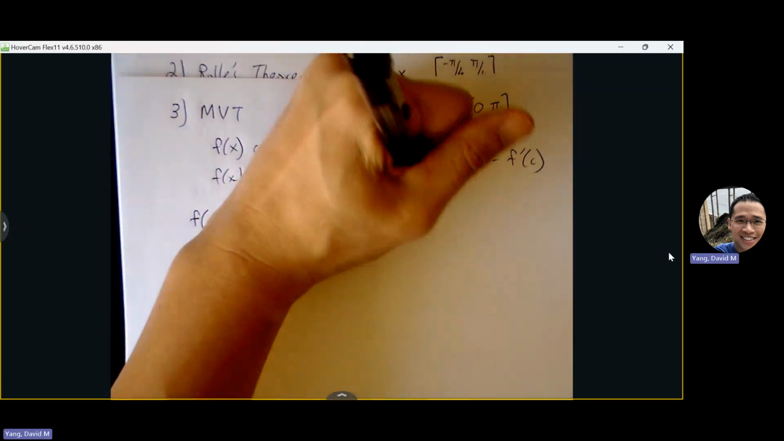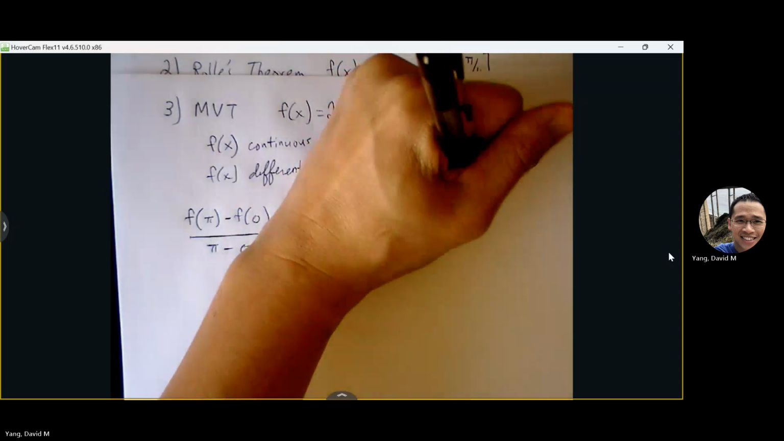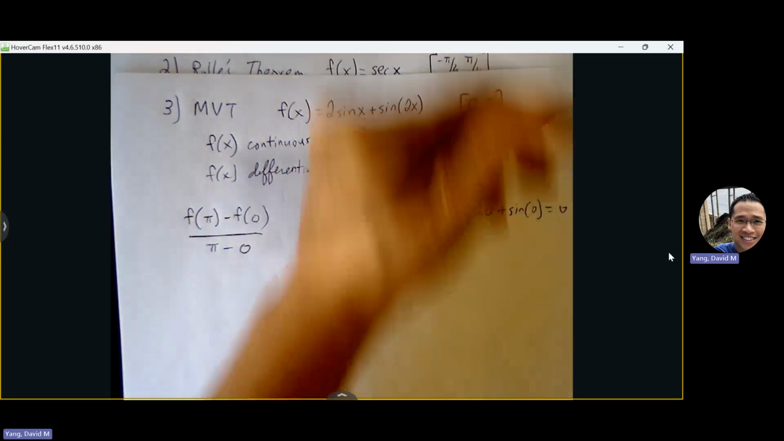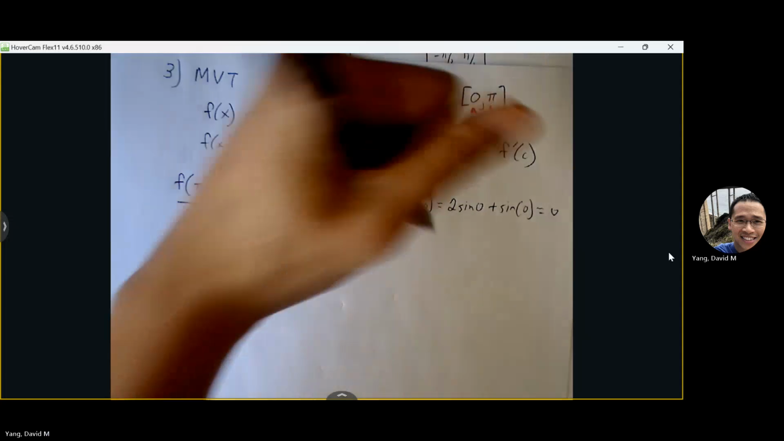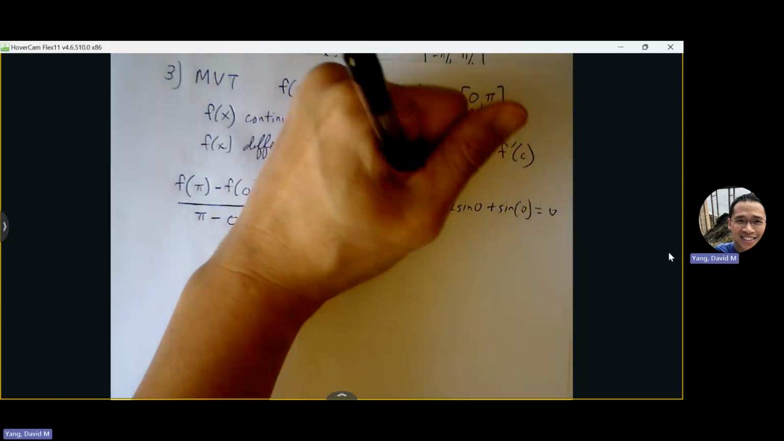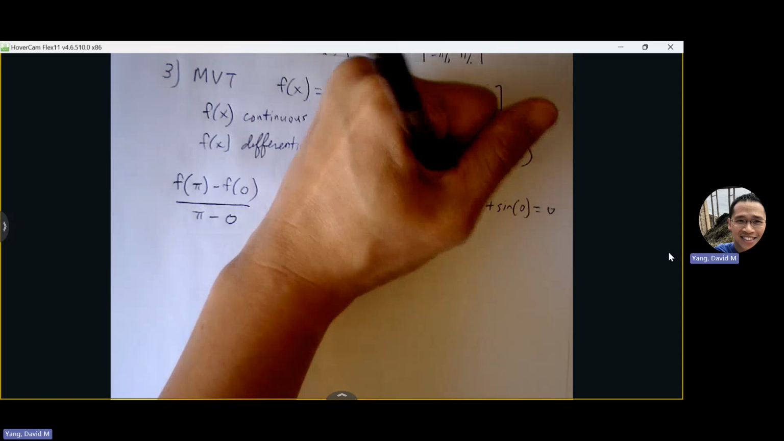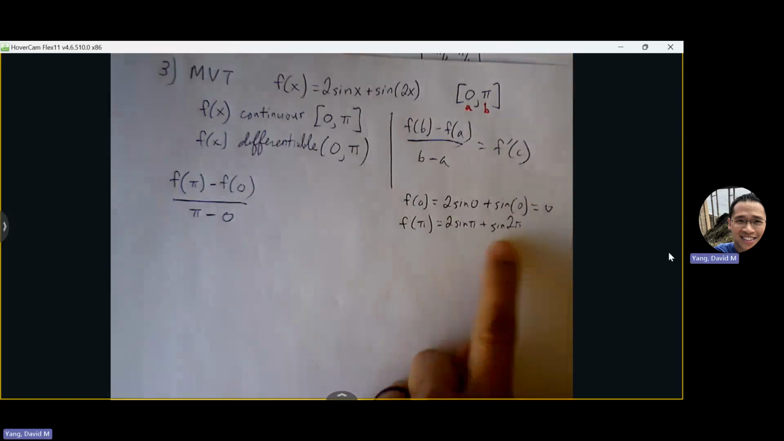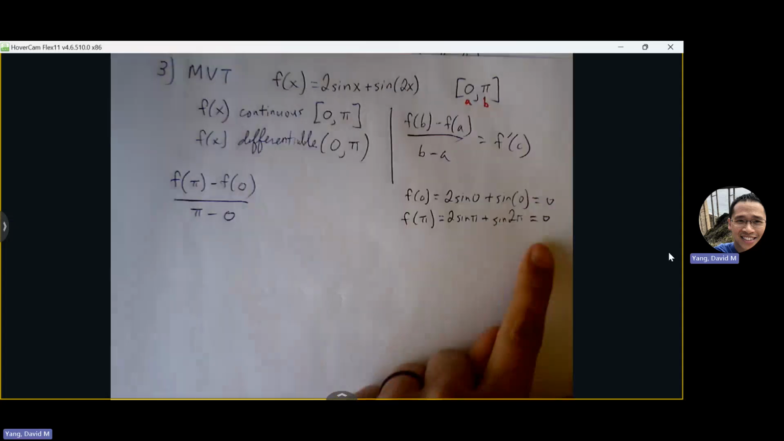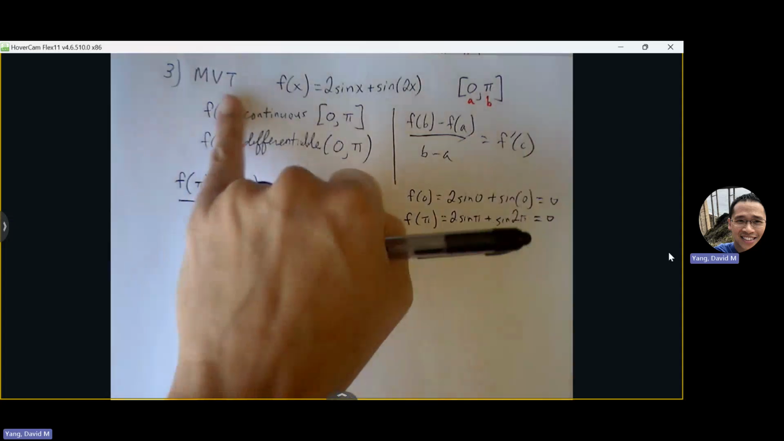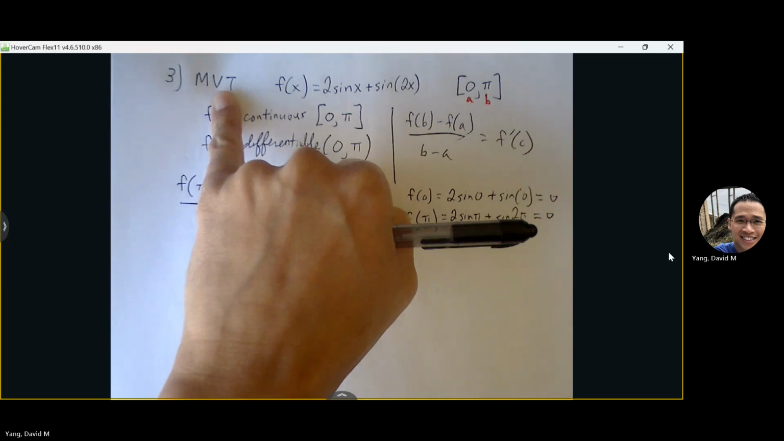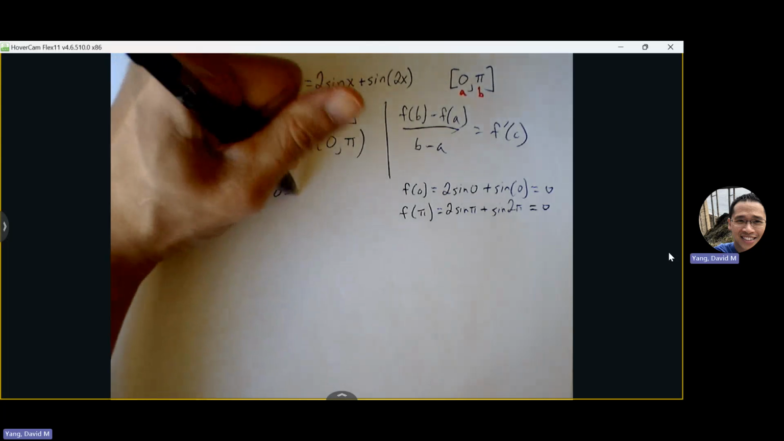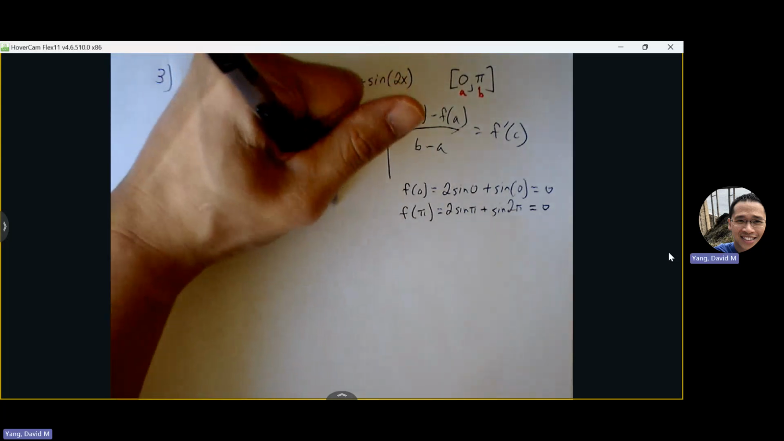Okay, if I step to the side here, f of 0 is just going to be 2 sine of 0 plus sine of 0, which is just going to be 0. F of pi is 2 sine of pi plus sine of 2 pi. Now sine of pi and sine of 2 pi are also 0, so we actually do end up zeroing out. This could have been Rolle's theorem, but mean value theorem also works. So we get 0 minus 0 over pi, which is still going to be 0.